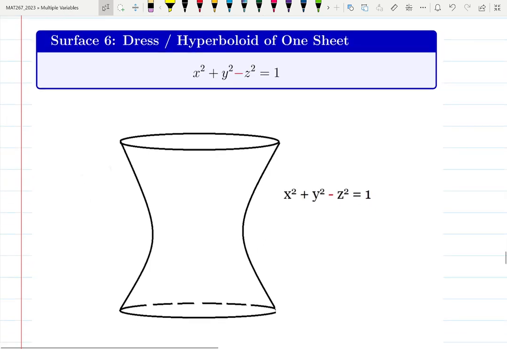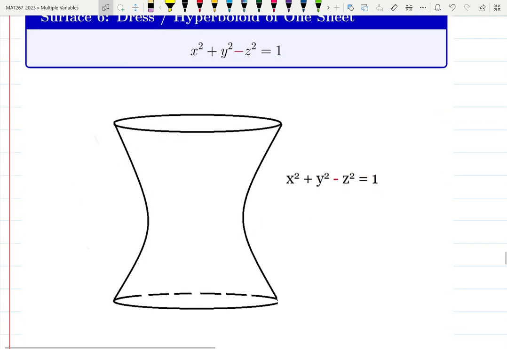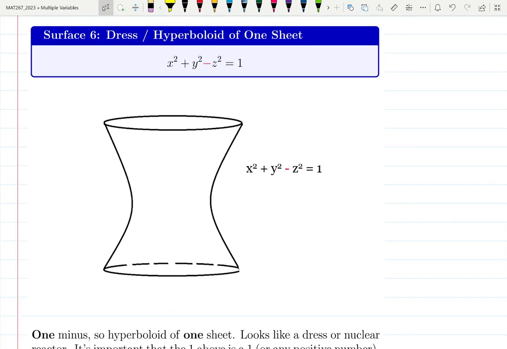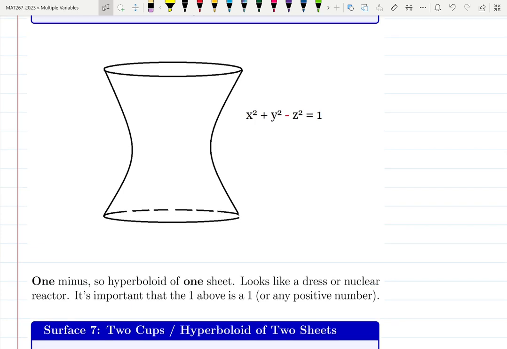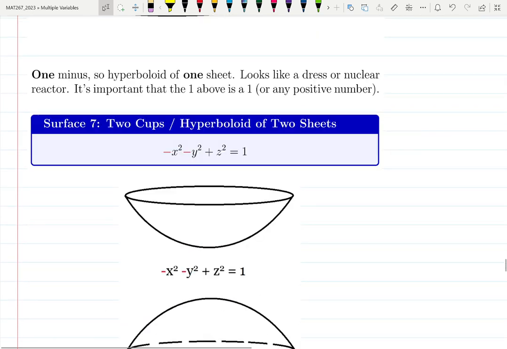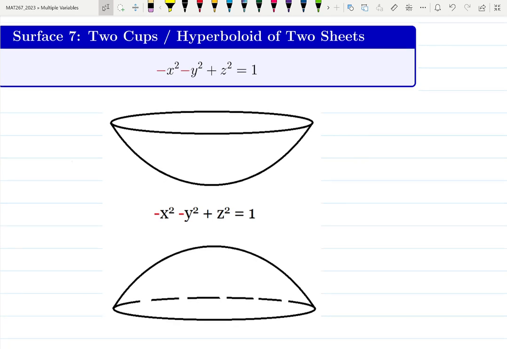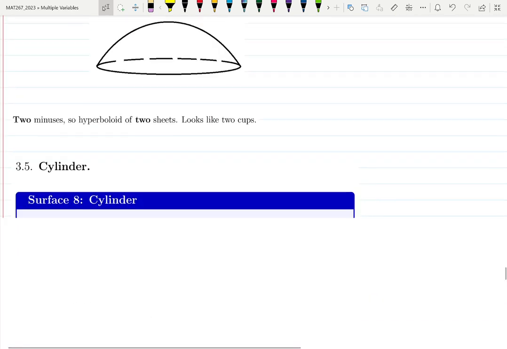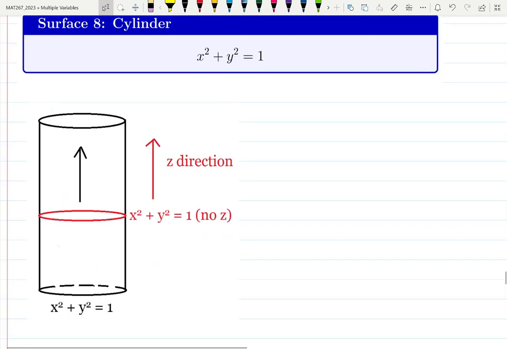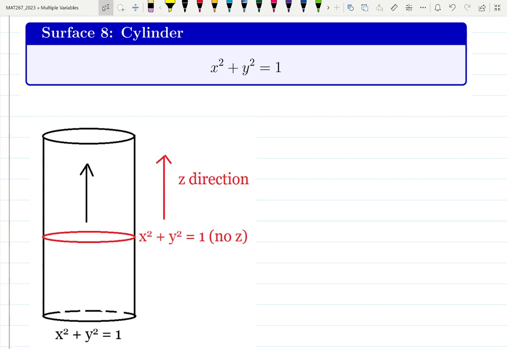Hyperboloid of one sheet. Looks like that. It's a dress, but it's an infinite dress. So that's pretty cool that sometimes it can grow forever up and down. These guys, you'll have it in your homework. Hyperboloid of two sheets. They are separated. So there is no z equals zero possible here. Also part of dresses. A cylinder, we'll have infinite cylinders, we'll have cylindrical coordinates, and so on. That will be pretty fun.